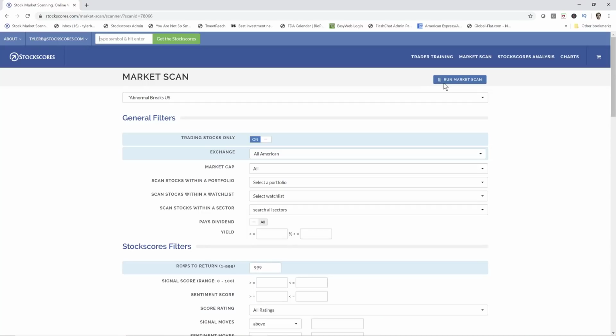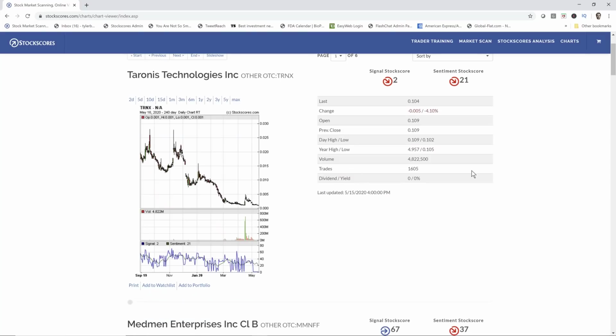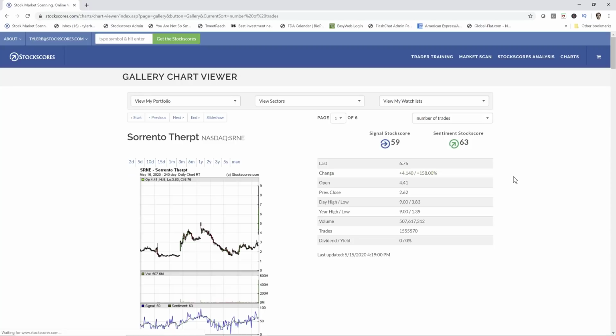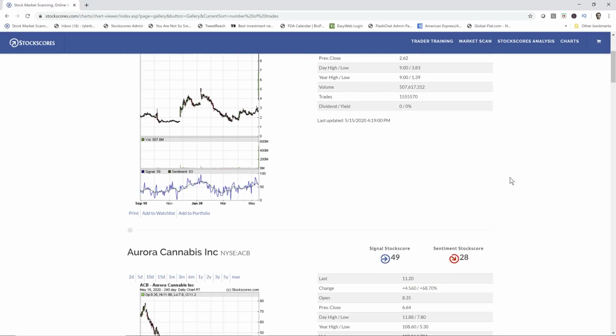So I'm going to jump in here and run the scan, and it found 55 stocks. Now we won't go through all of them, but we'll go through some of the more active ones. I'm actually going to sort this by number of trades just so we put the more liquid stocks at the top of our list. So the first one was Sorrento, SRNE. We're going to talk about that as it was the day trade of the day on Friday. I'll come back to that one.